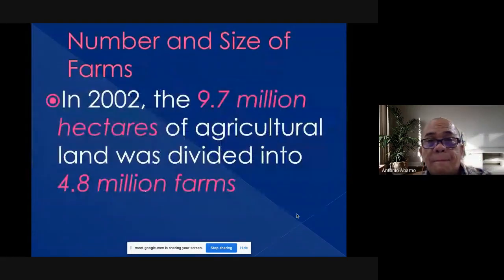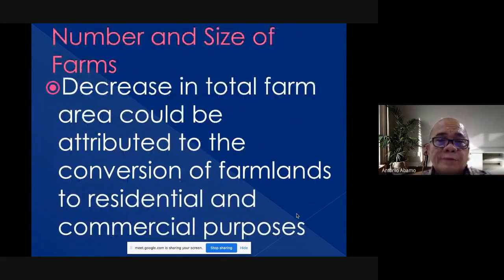So, the number and size of farms in the Philippines: in 2005 to 2010, you have 9.7 million. The farm size distribution has really gone smaller and smaller. Farm size in the Philippines has also declined over the years. Before, it was more than 1 hectare. Now, it's a little less than one hectare. But it's still a farm, because a farm is defined as 1,000 square meters planted to various crops. Only the size decreased.